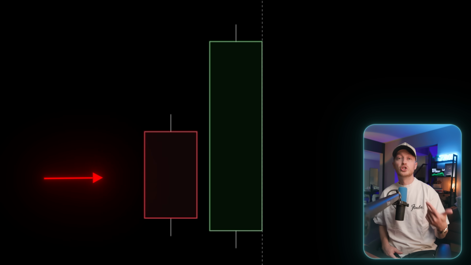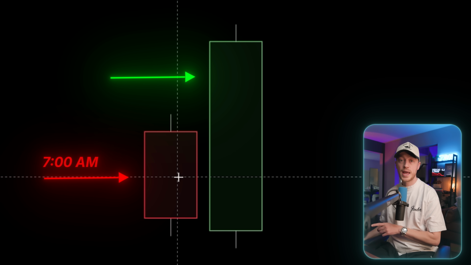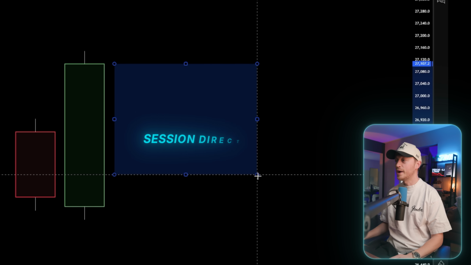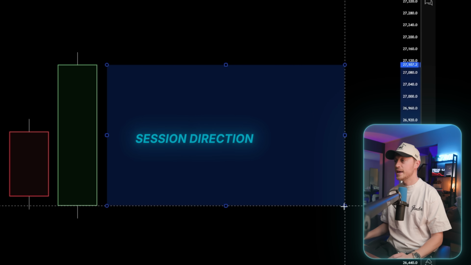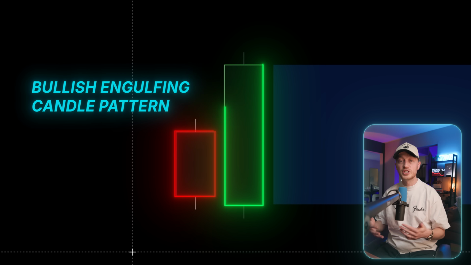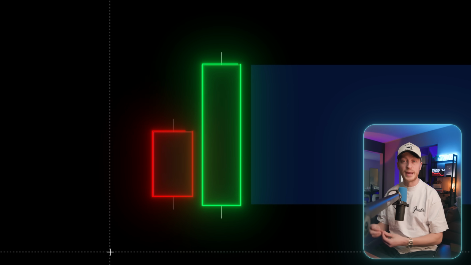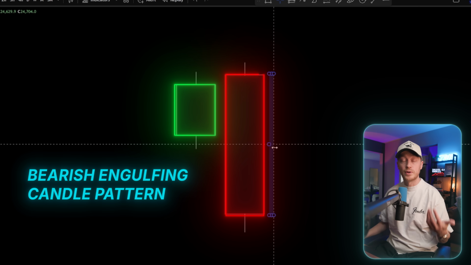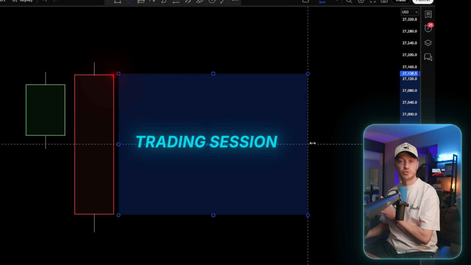I'm looking at 2 candles, this one at 7 a.m. and this one at 8 a.m. And they're going to give me my session direction because I trade every day from 9:30 to 11 a.m. Eastern on Forex, NASDAQ, gold, everything. Now, if I want to buy, I want to see a bullish engulfing pattern form before my trading session. And if I want to sell, I want to see a bearish engulfing pattern form before my trading session.